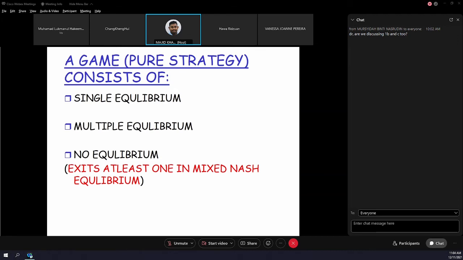So a game in pure strategy can form a single equilibrium. If you have a single equilibrium, it will be very good. Sometimes you also have multiple equilibria, which, if you still remember from the first lecture, raises the question of which equilibrium we need to choose when we have more than one. The best way to portray it is using a decision tree. And finally, we may not have an equilibrium in the pure strategy, but we know that if there is none in the pure strategy, there is definitely at least one in the mixed strategy.